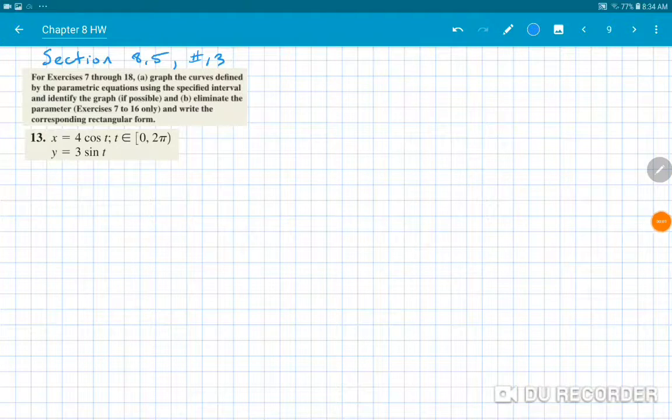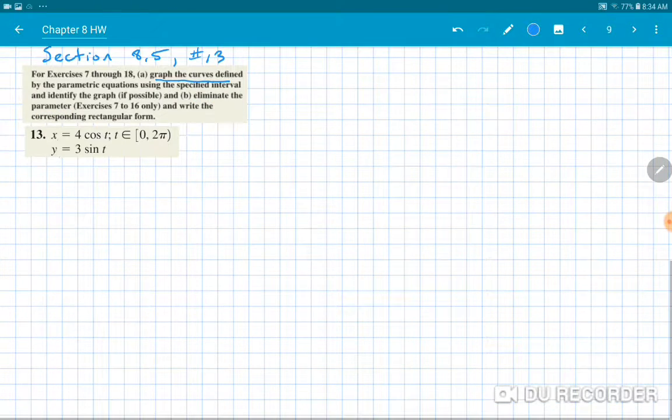Section 8.5, number 13. We're first going to graph this curve using the parametric equations that we have below. We'll use a 3-column table with a t, an x, and a y. And then for part B, we'll eliminate the parameter of t and plot it using the rectangular forms. Alright, so we should get the same graph. So let's do part A first.